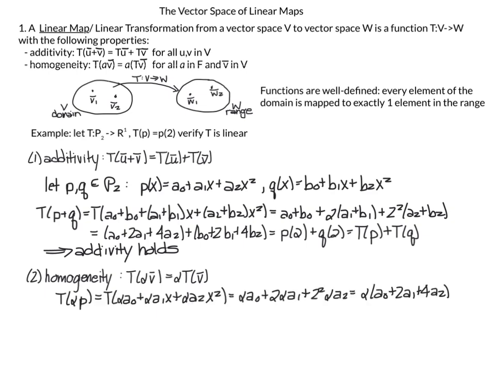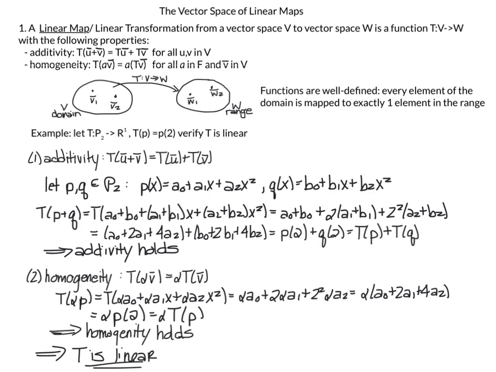To show homogeneity, I'm going to look at T of alpha times p. So alpha times p over here will give me alpha a naught plus alpha a1 x plus alpha a2 x squared. Now, plugging in my transformation, which just plugs in the number 2 for everywhere we have x, we're going to get alpha a naught plus 2 alpha a1 plus 2 squared alpha a2. I can factor out my alpha, and I'll have alpha times a naught plus 2a1 plus 4a2, which is exactly alpha times p of 2. So that's alpha T of p. Therefore, homogeneity holds, and since we have additivity and homogeneity, that means T is a linear transform.